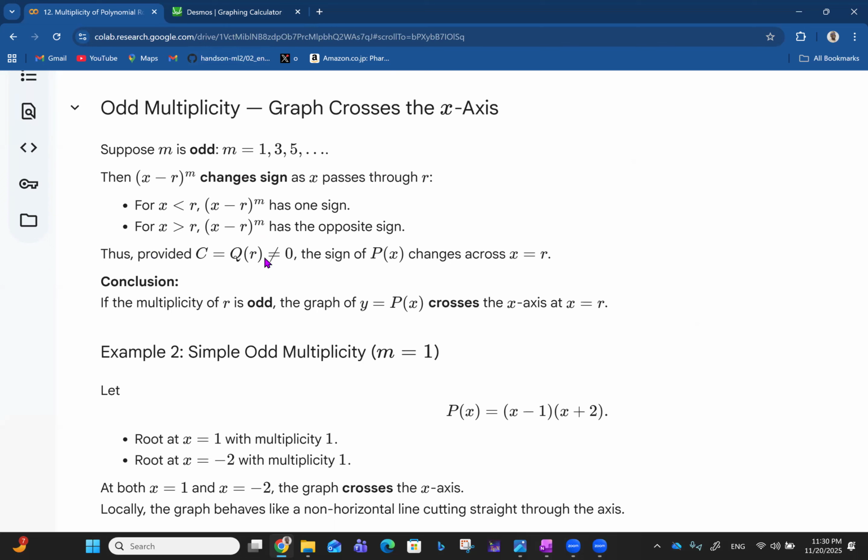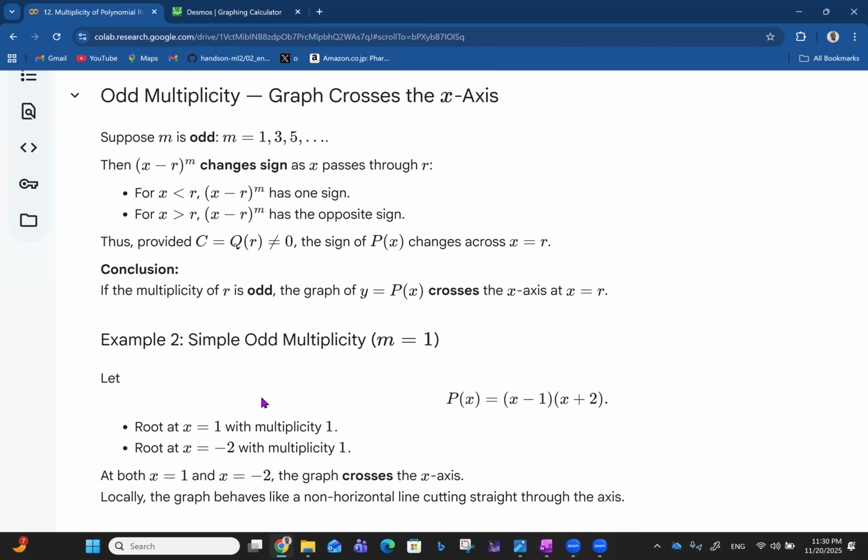For x greater than r, (x minus r) raised to m has the opposite sign. Thus, provided c, which is q of r, is not equal to 0, the sign of p of x changes across x equals r. In conclusion, if the multiplicity of r is odd, the graph of y equals p of x crosses the x-axis at x equals r, which I've shown you already. So we have this simple example, simple odd multiplicity where m equals 1.